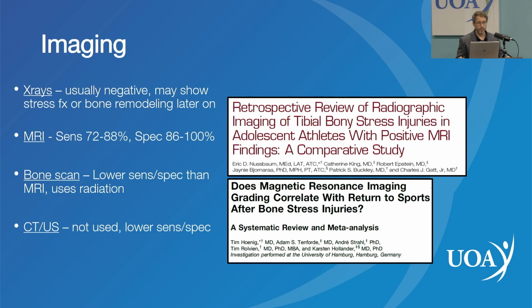On imaging, we usually obtain x-rays, and these are mostly negative but may show evidence of stress fracture or bone remodeling later on. Drs. Buckley and Gatt have previously published on the efficacy of obtaining x-rays in the office and their utility for helping with guiding treatment for BSIs. MRI is the most sensitive and specific modality, though. It's used in favor of bone scans, which were previously used, but which use radioactive isotopes to help with the diagnosis, and so have fallen out of favor to some extent. CAT scan and ultrasound are not used as much.